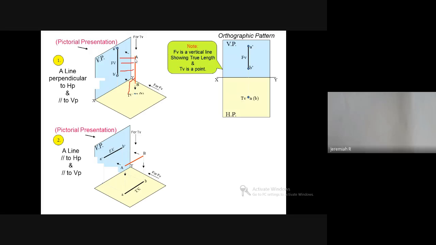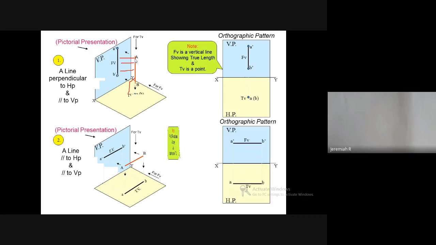So this is case number 1. In the front view you'll get a straight line A dash B dash. In the top view you'll get a point. A is visible when you see from the top, and B is at the back side. You have to mention it like this. In case number 2, the front view is a straight line A dash B dash.